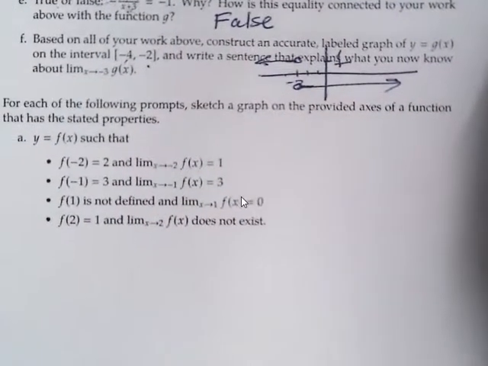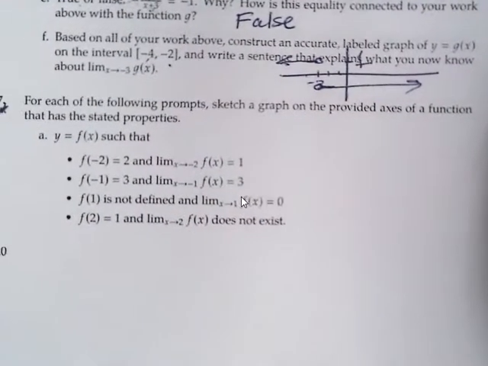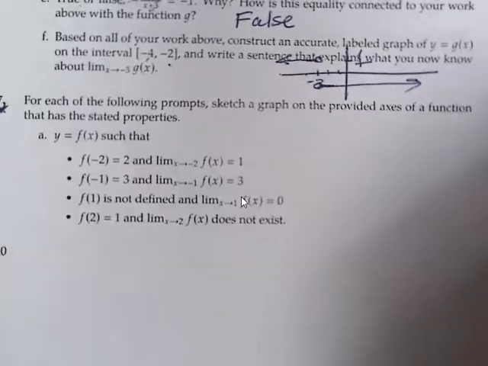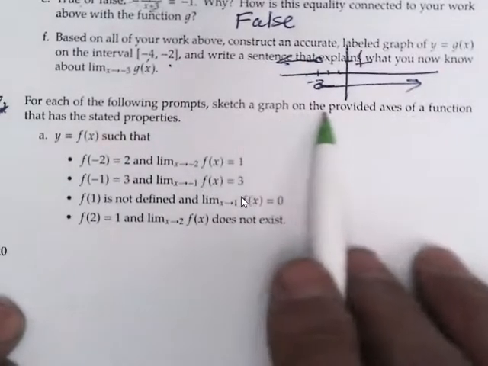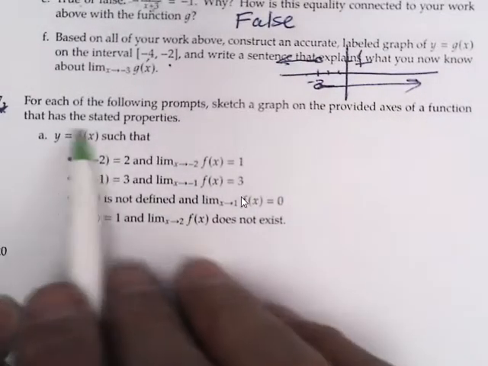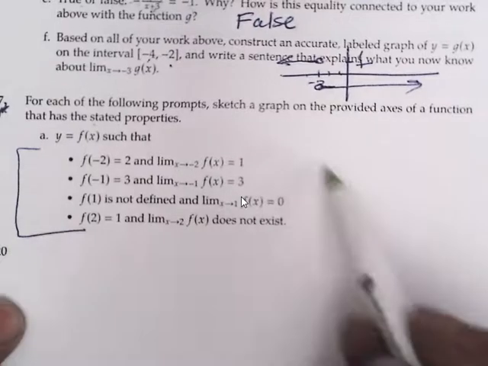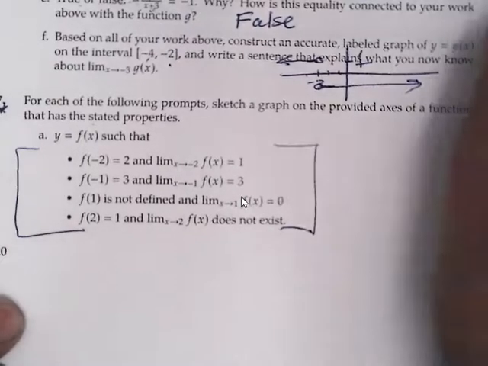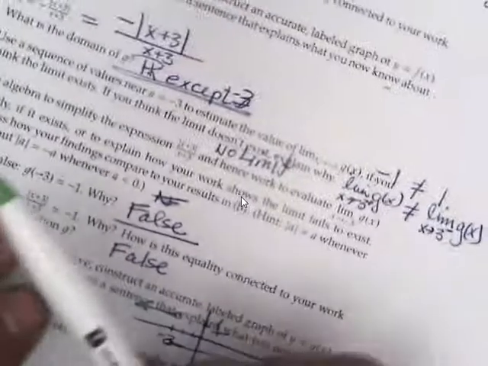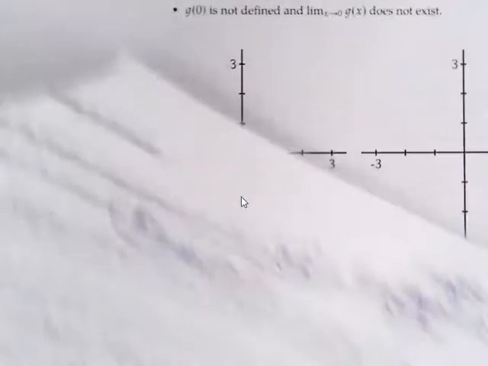Okay, 7. For each of the following prompts, sketch a graph on the provided axis that has the appropriate stated things. So we've got to do these things on the graph. So now I've got to tear this sheet out, fold this over. Well, maybe I should fold it the other way.